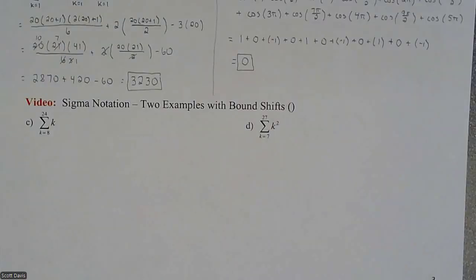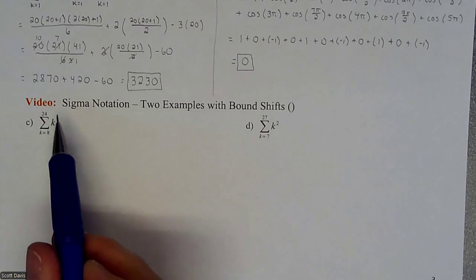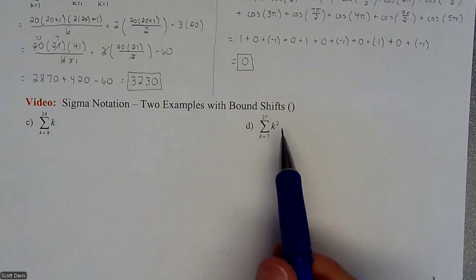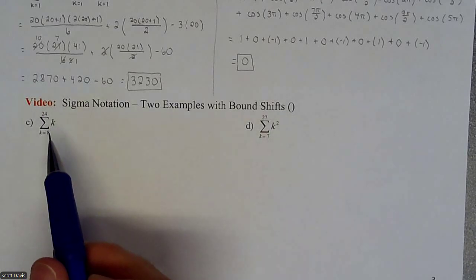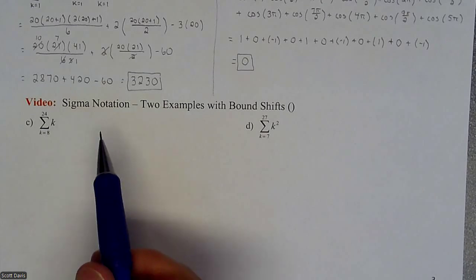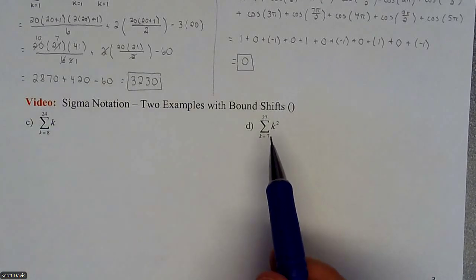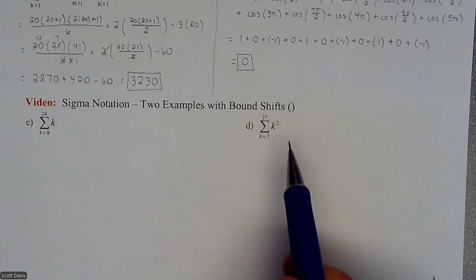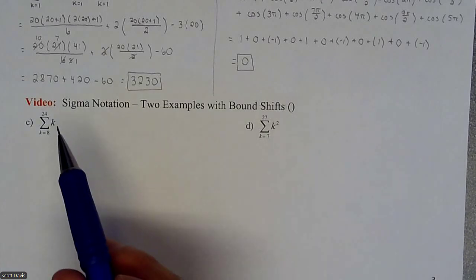In these two examples, we are going to be doing a summation of a linear and a summation of a quadratic. And so we would be adding 8 plus 9 plus 10 plus 11 plus 12 all the way up to 24. Then here would be 7 squared plus 8 squared plus 9 squared. So we're going to get some pretty decent numbers on this.